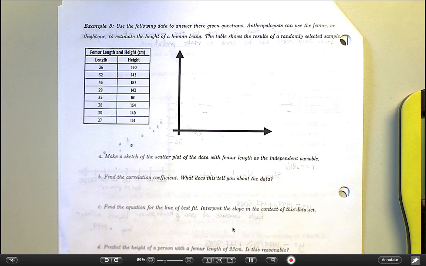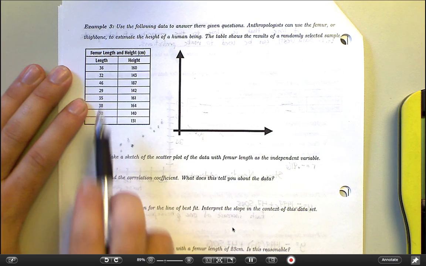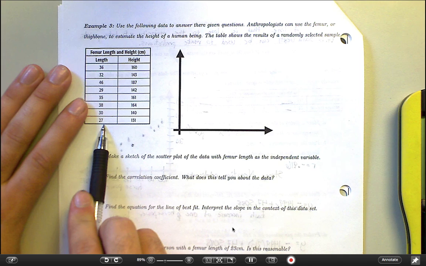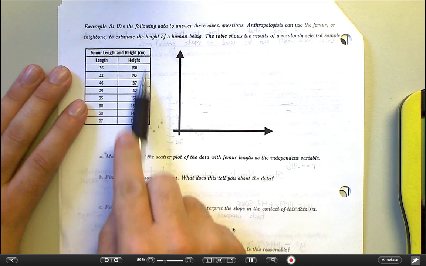These are the people that study antiques. They look at fossils, they look at old civilizations and try to create different things. One of the things that they study a lot are skeletons and bones that are found. Usually when we find skeletons or remains like that, we don't have a full body anymore. Everything's decomposed. But what they found is that if they know the length of the femur, or your thigh bone, they can predict the height of the person.